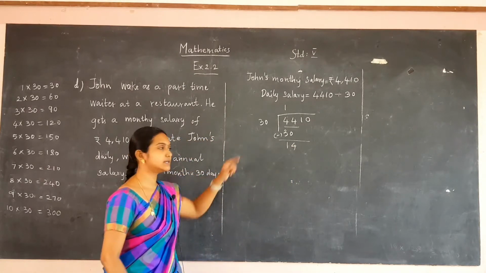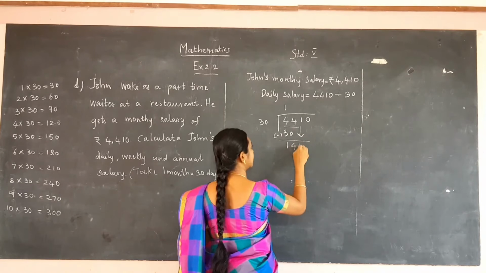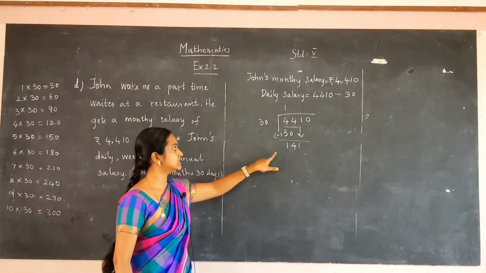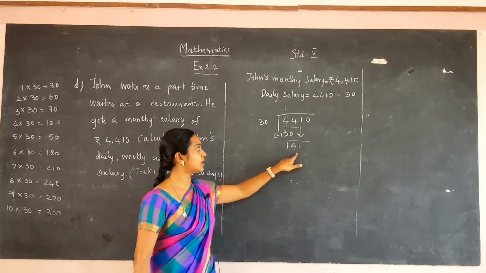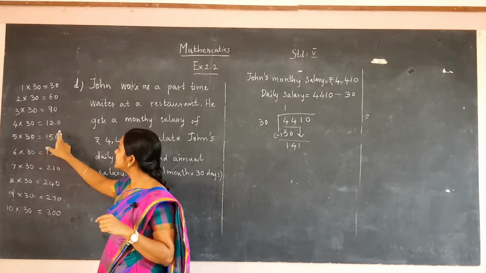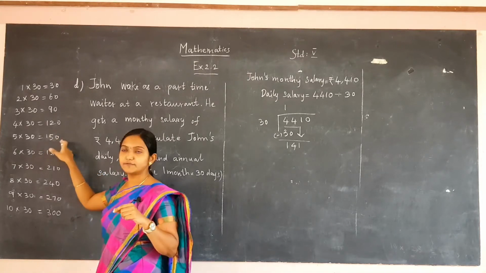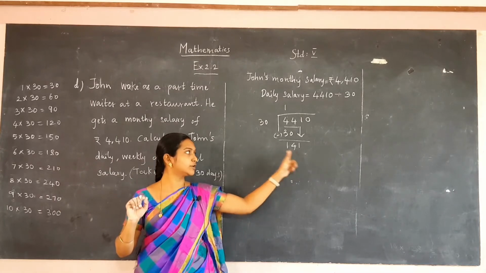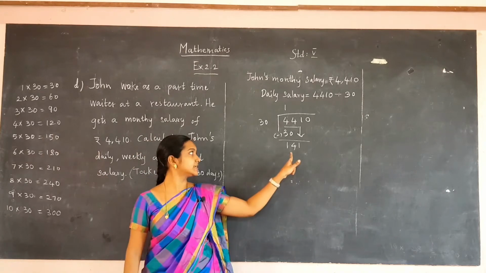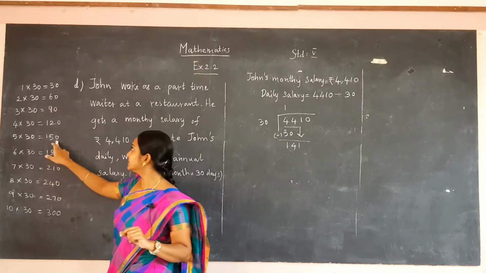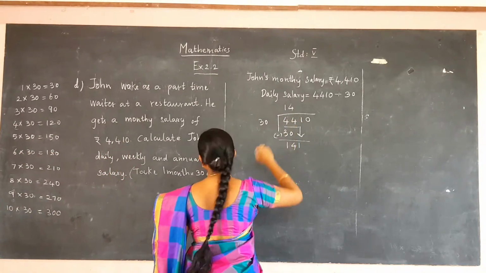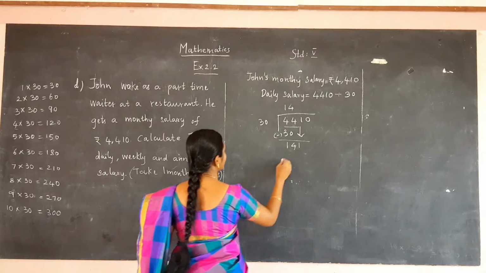14 is less than 30. So bring 1. 141 is greater than 30. So we can divide. Now choose a number nearer to 141. See here, we have 150. 150 is greater than 141. So choose the before number. The before number is 120. 120 is nearer to 141. So put 4 in the quotient. 4 into 30 is 120.